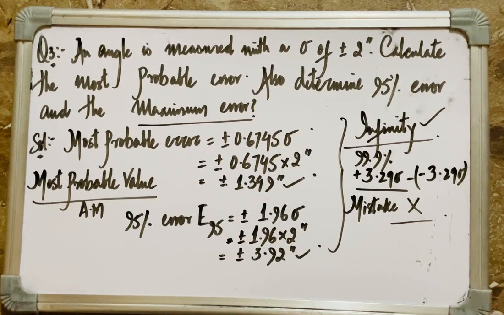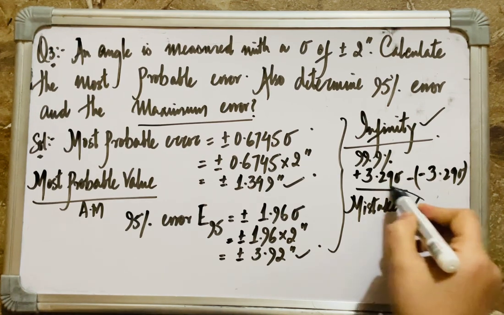So it's impossible to estimate the absolutely maximum error as it would occur at infinity. In surveying, generally 99.9% error is taken as the maximum error, expressed as E99.9, and it corresponds to a range of plus 3.29 sigma and minus 3.29 sigma. It's often used to separate gross errors or mistakes from random errors. If any measurement deviates from the mean by more than plus minus 3.29 times standard deviation, that measurement is considered a mistake and is rejected.